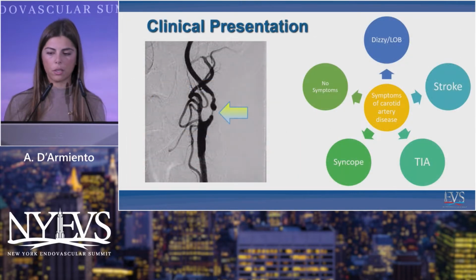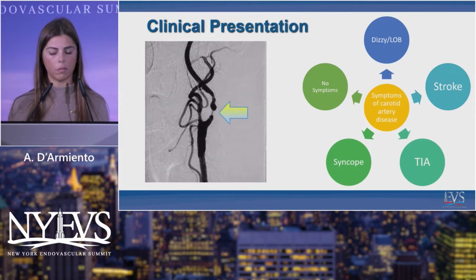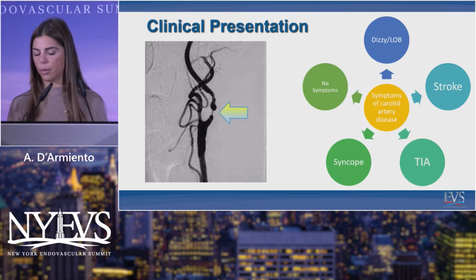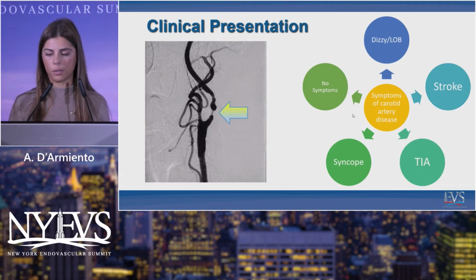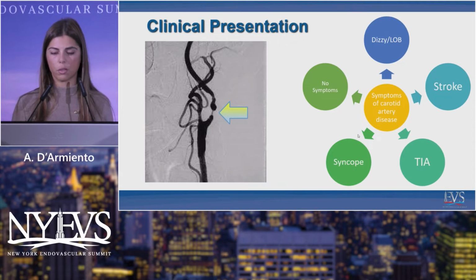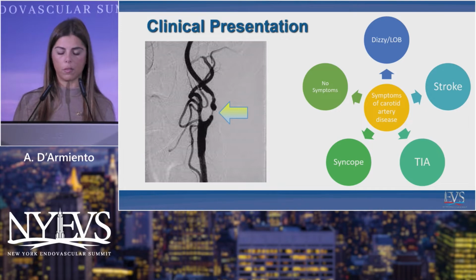Okay, so how do these patients present? So obviously you can see here, we have our internal carotid with a very significant stenosis. This patient may be asymptomatic. They might be dizzy or have loss of balance. They might have a syncopal episode or multiple syncopal episodes. But the symptoms that we're really concerned about is if the patient had a stroke or TIA. That's going to be an indication for intervention. So greater than 70% stenosis, but not 100% included, and they had a stroke or TIA. That's the patients that we're concerned about.